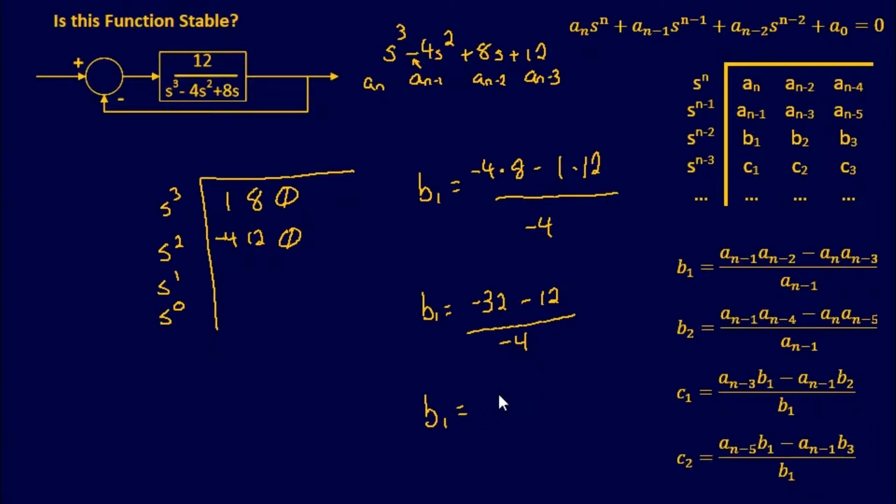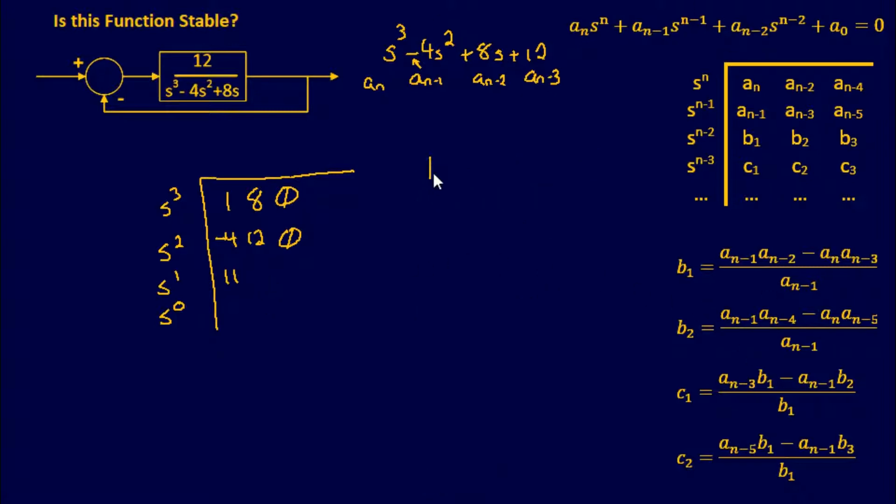So let's simplify that down a little bit more. So I got negative 44 over negative 4. So B1 equals 11. Okay? Well, that's not a good sign already. So now we can find B2. Let me clean this up. B2. So again, we're going to follow this equation. A1, negative 4. A4 doesn't exist, so it's times 0, minus 1 times 0 over A1, which is negative 4. Well, we have negative 4 times 0, 1 times 0, so B2, just to save some time, it's 0.